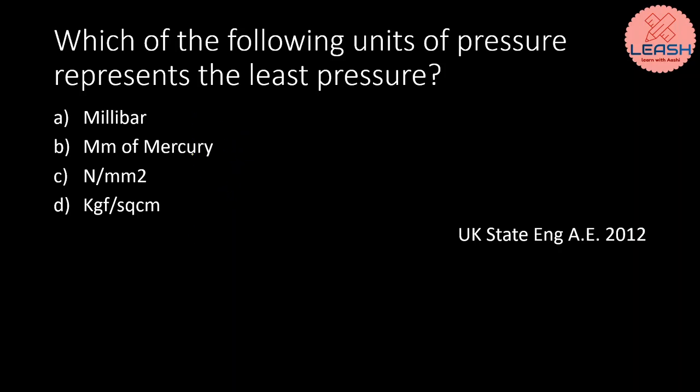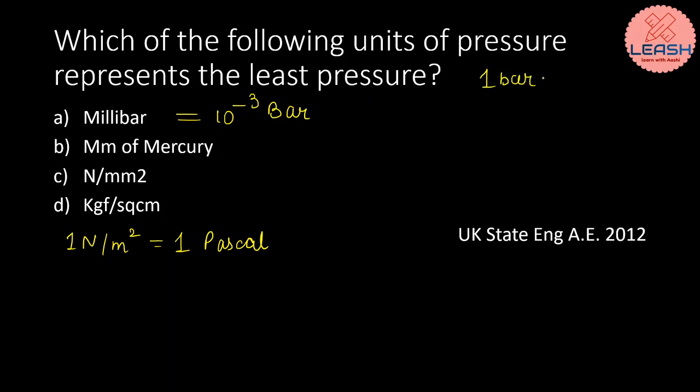So let's convert all these four different units into Newton per meter square, or what you call Pascal. So 1 Newton per meter square is equal to 1 Pascal. Let's convert all these into Pascal. Millibar is a unit of pressure. So millibar can be written as 10 to the power minus 3 bar. And if you remember, 1 bar is equal to 10 to the power 5 pascals. So let me convert it into Pascal by multiplying with 10 to the power 5, and I will get 10 to the power 2 Pascal, that is 100 Pascal.